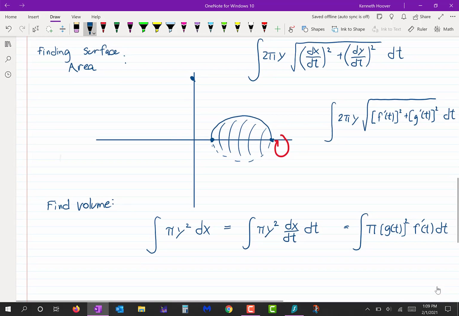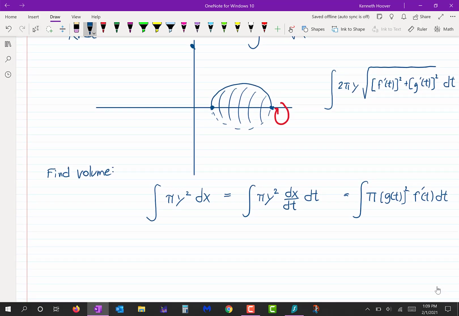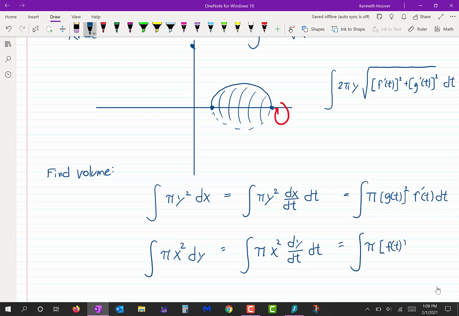And if you want to rotate about the y-axis and find the volume, that would be the integral of pi x squared dy. I think I said y a second ago instead of pi. So the integral of pi x squared dy/dt dt. In prime notation, that would be the integral of pi f of t squared g prime of t dt.